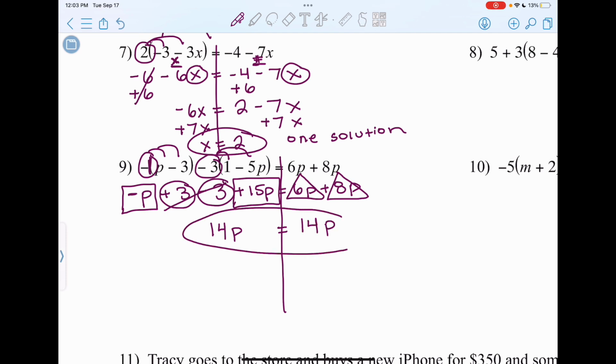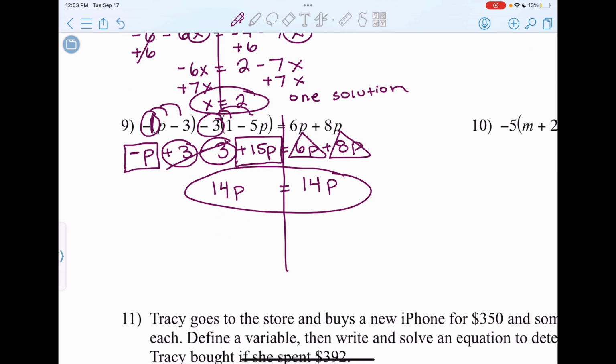Notice how both sides of my equation match perfectly. 14p equals 14p. This is an example of infinitely many solutions because it won't matter what value I plug in, both sides of my equation are always going to match. And so this is infinitely many solutions.